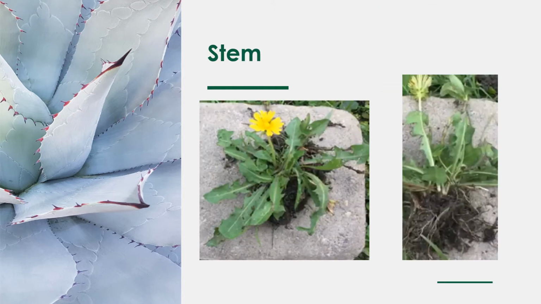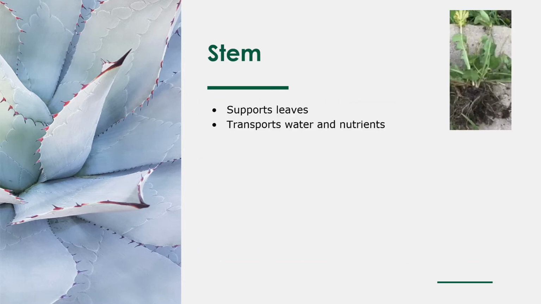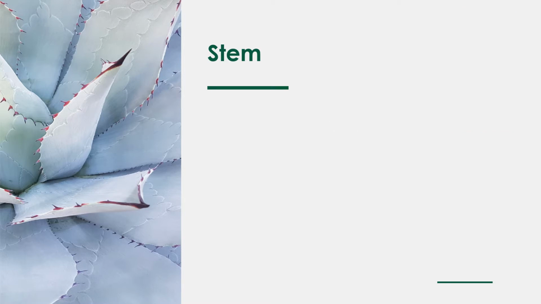Now let's go over the stem. Unlike the roots, the stem is located above the soil surface, and the roots are usually located underneath the surface, so where the soil is at. The stem supports the leaves, and it also transports water and nutrients. This means that the stem carries the water from the roots to the leaves, and it also helps to hold the plant in place.